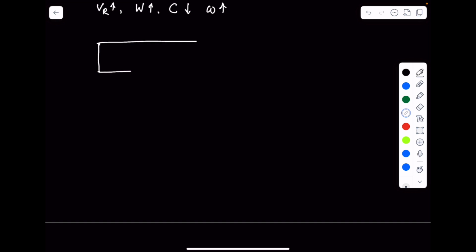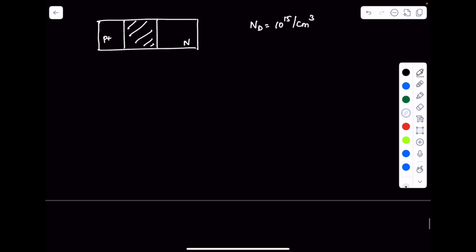You have a P plus N diode, which means that all of the depletion region is sitting in the N side of the diode. Nd is given to be 10^15 per centimeter cubed. So what's happening here? When you apply reverse bias, you're opening up a depletion region. In normal cases, the current that flows in reverse bias is just the reverse saturation current.